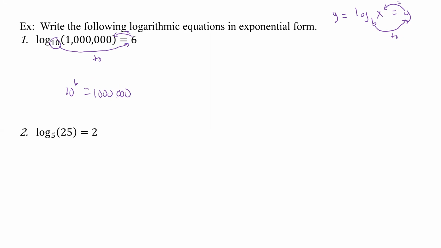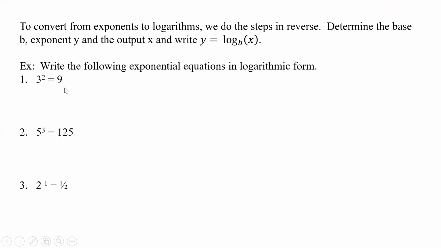Well, what about this one? Here we're going to take 5 to the 2nd is equal to 25. If we square 5, we get 25. So again, that makes sense. Going this way is actually very easy, and a lot of people can remember that one no problem. It's when we go the other way that we start having issues.